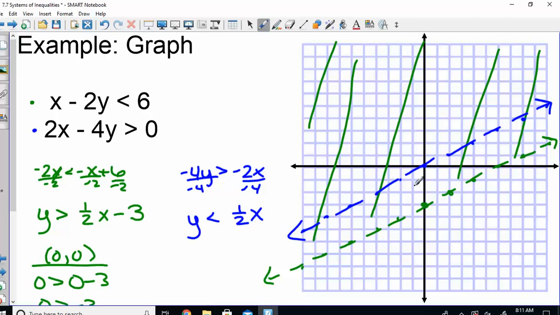Okay, which way is this one going to shade? Down. If you couldn't tell that, plug in a point. Can I do 0, 0 this time? No, because it's on the line. So I need a different point. Anything works as long as it's not on the line. So maybe I did 0, -1.